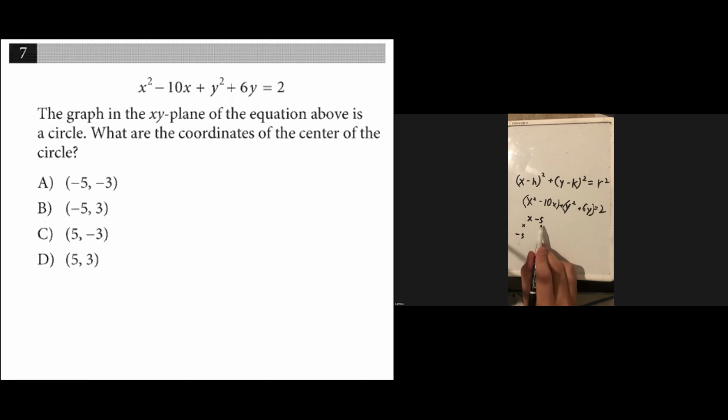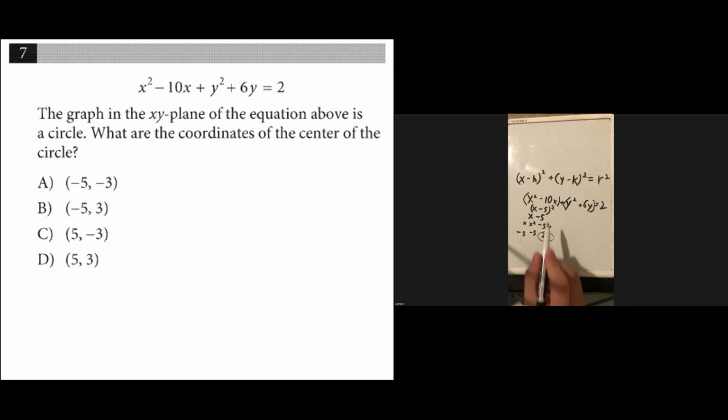So x minus 5 times x minus 5 gives us x squared. We have x times negative 5, which is negative 5x, and then x times negative 5, which gives us negative 5x. And we have negative 5 times negative 5, which gives us 25. So if we apply this, we get x minus 5 squared, but we have an additional 25 we added to here.